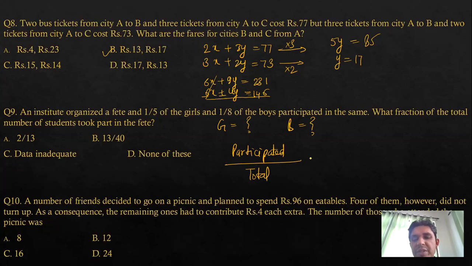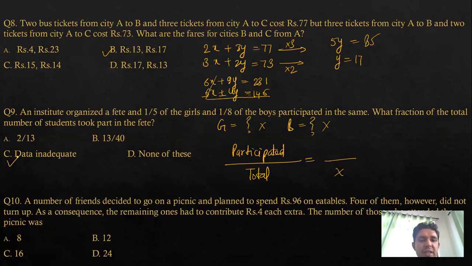The number of participants we cannot find because we don't have the number of girls, and we don't have the number of boys. And obviously we cannot find the total number of students because we don't have the numbers. So this will be data inadequate, right? Okay, coming to the next question, question number 10.